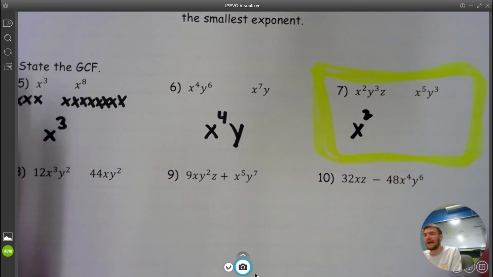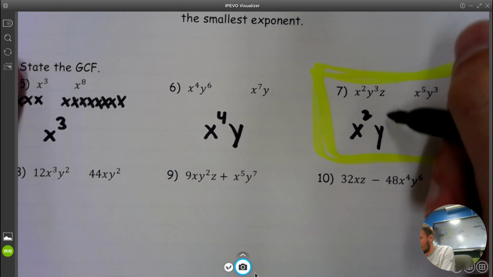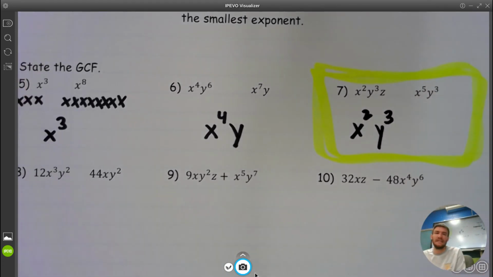Now let's look at the y's. I see 3 and 3. They got the same number. So what do we put for the answer there? 3, yeah. Whatever is the smallest number you see, that's what you put.